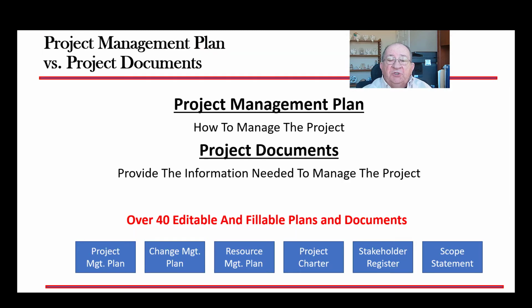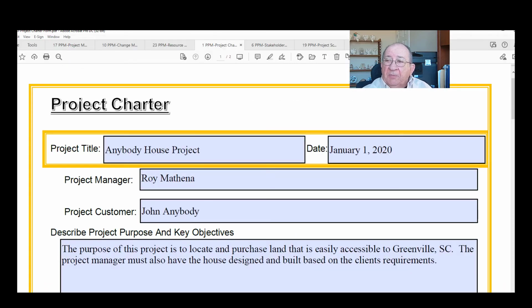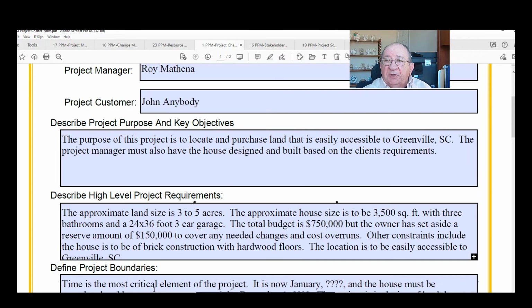Then we have the project charter. The project charter is perhaps one of the most important, if not the most important, document in a project. The project charter gives us the fact that we have a project. It's the birth certificate of the project. It has the justification for the project. It has the project manager assigned by name and their level of responsibilities.